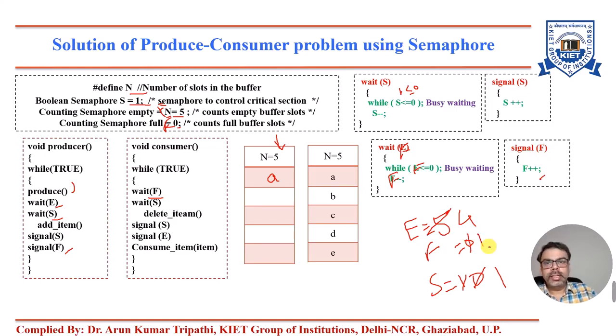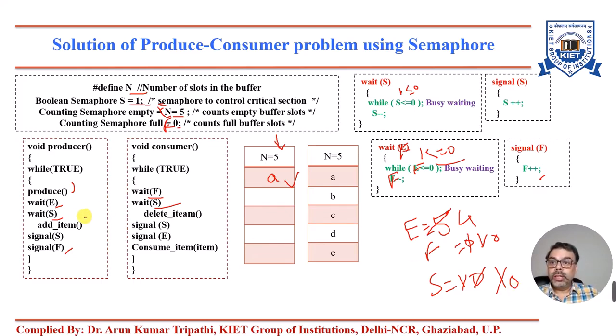Now F is 1. Suppose that after producing an item, the consumer comes. It will again check the value of F. Is 1 less than or equal to 0? The condition is false. In that case, it will decrease the value. Now it is going to consume an item. Before consuming, it will decrease the value of the semaphore so that the producer cannot produce an item into that place. Now it has set it as 0.